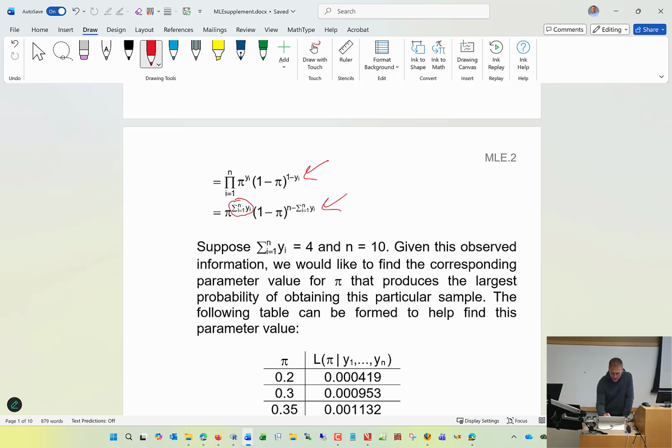So if I observe something like this, 1, 0, 0, 1, 0, 0, 1, 0, 1, 0, the sum of the y's would be 4. That would be an example of data. Then in the exponent area of 1 minus pi, we have the number of failures. Well, let's say that I observe 4 successes out of 10 different observations that I've sampled.